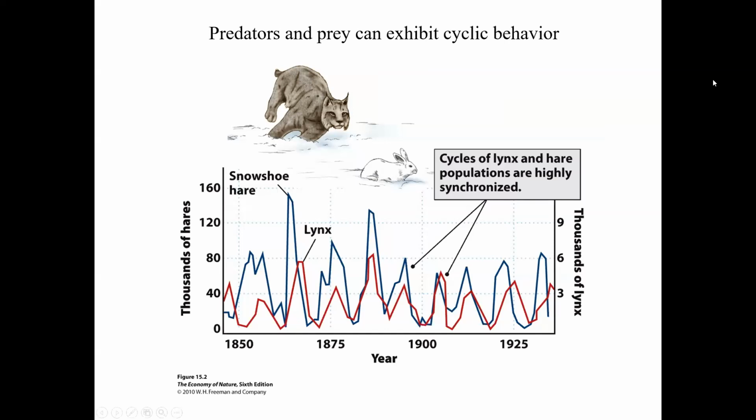Okay, so they were extremely surprised in the late 1800s to look back at their records and discover that there was a cycle. They did not expect this cycle. But here's the cycle. In the 1850s, snowshoe hares were very common, but then they crashed right around 1865 or so.